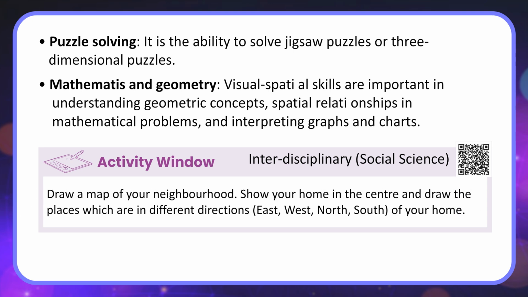Activity window. Interdisciplinary, social science. Draw a map of your neighborhood. Show your home in the center and draw the places which are in different directions, east, west, north, south, of your home.